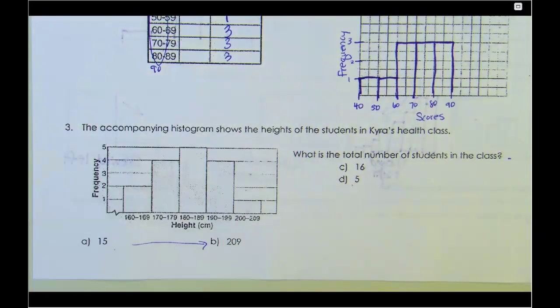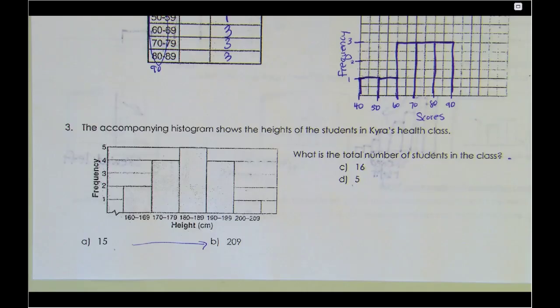What is the total number of students in the class? So take a minute and see if you can figure out the total number of students in the class. It says the histogram shows the heights of students in Kira's health class. Let's see if you can figure out how many there are.